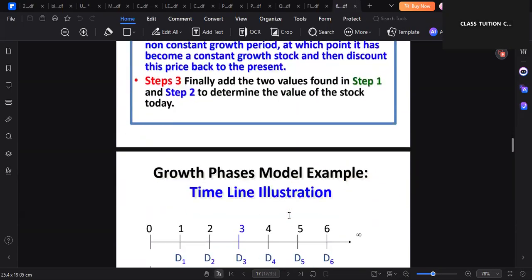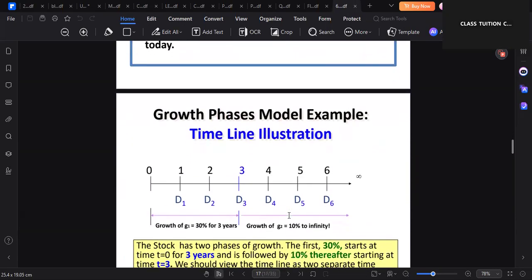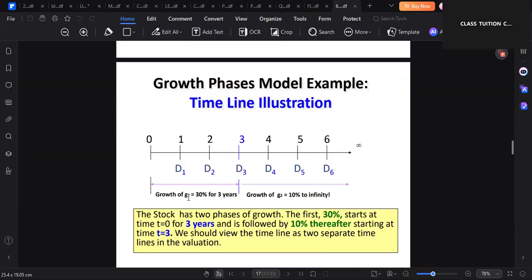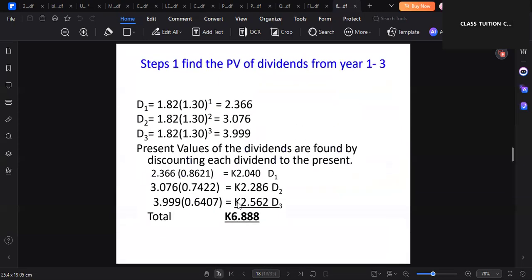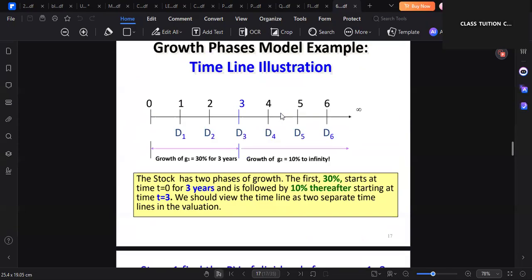So the first one is you calculate the dividends for year 1, year 2, year 3 for the first 3 years here. So remember, you can use the constant growth model to illustrate that. So D1 is equal to D0 times 1 plus growth to the power time. So D1, using the way I taught you, you're using D0. So year 1 will be 2.366, 3.076, 3.999. So these are the dividends for each of these 3 years here.